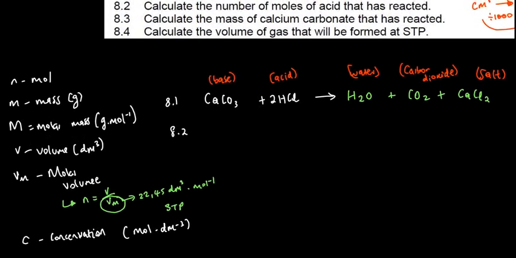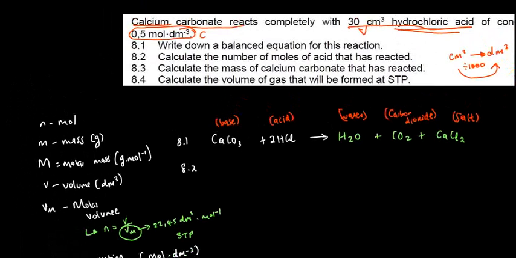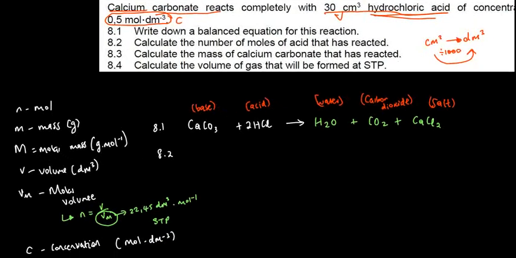Right. Then for 8.2, since they gave us the concentration and the volume, we can use that to calculate the number of moles of the acid that reacted. So now we can say C is equal to n over V. The concentration is 0.5. And then the volume we're given is 30 divided by 1,000, which is 0.03 if I'm not mistaken.